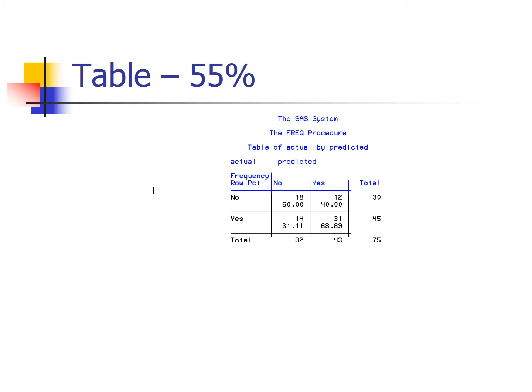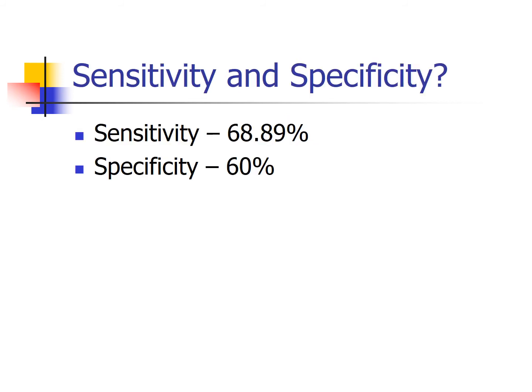So I leave it to you to go back to that output. These are all coming from that original output where we had all the different estimated probabilities. I want you to build this table yourself. That's step one. And then, of course, step two is seeing that sensitivity is that 68.89% and that specificity is the 60%. Yep, so there they are.